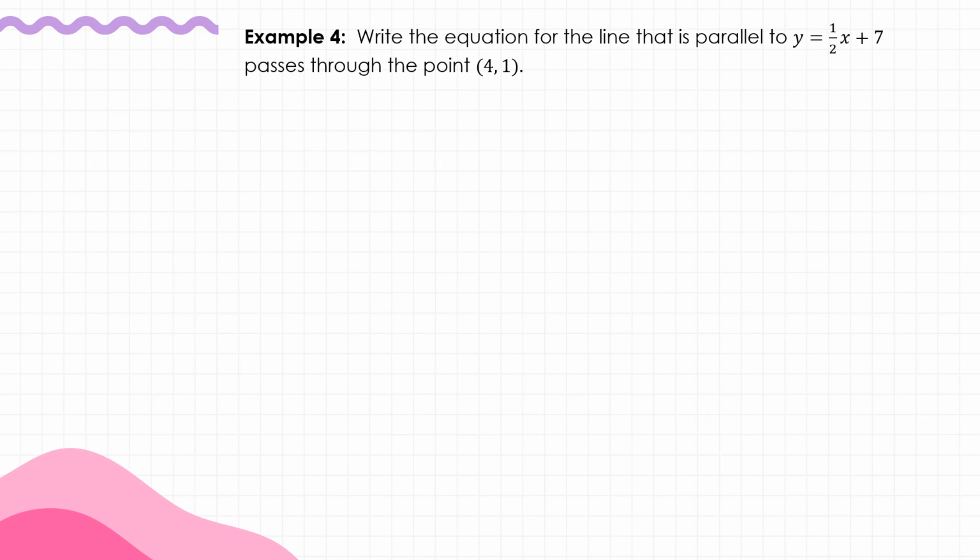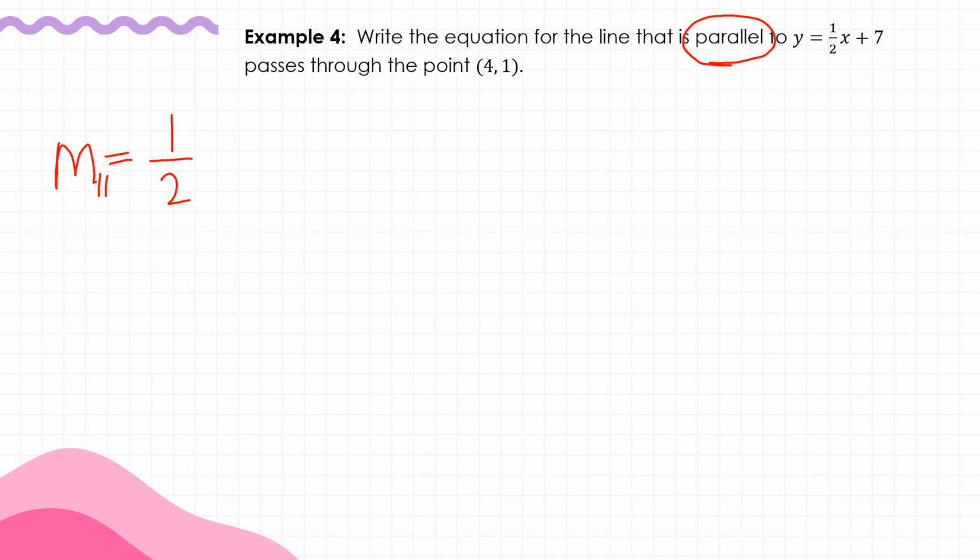So example 4, write the equation for the line that is parallel to y equals 1/2 x plus 7 and passes through the point 4, 1. Okay, so 2 pieces of information you always need to write the equation of a line are the slope and the y-intercept. I have the slope, it is 1/2. If I'm writing the equation for a parallel line, it's going to have the same slope. So the slope of the parallel line would still be 1/2, okay? And I'm going to use this symbol for parallel. So that's my parallel line.